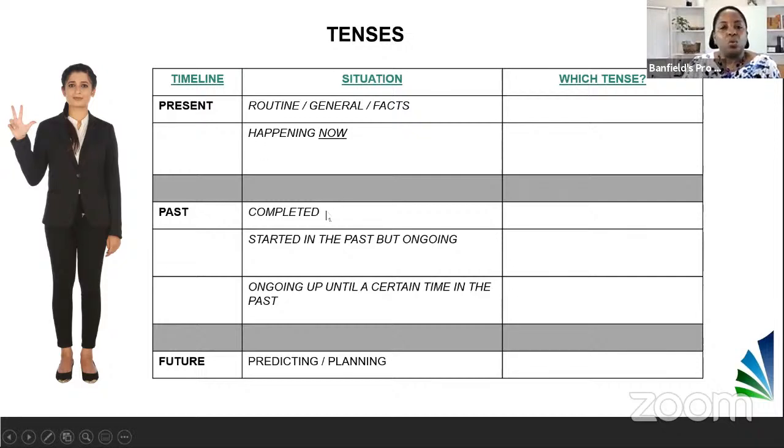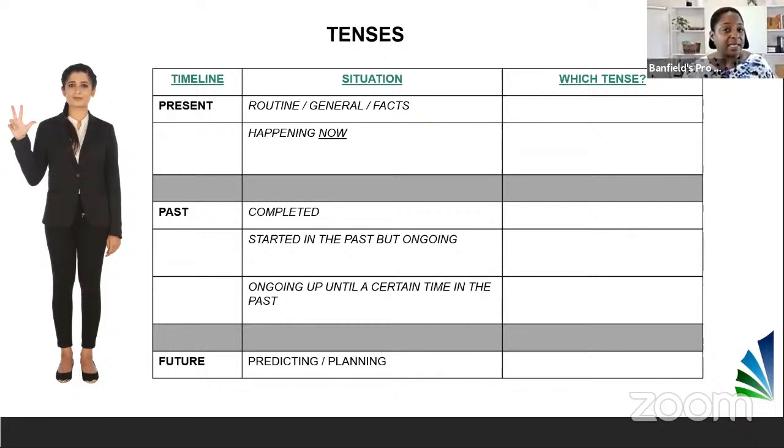So something that happened once and is completed, it's done. That's one tense form. Then we have another tense form for things that started in the past, but are ongoing. Okay, so they started and they're still ongoing up until now. And then we have another kind of tense form to talk about things that happen over a period of time in the past up until a certain point in the past.